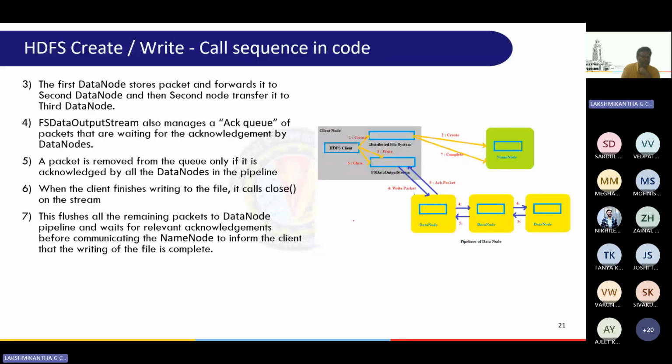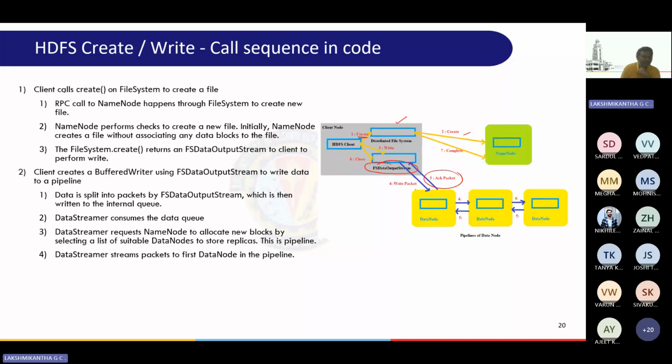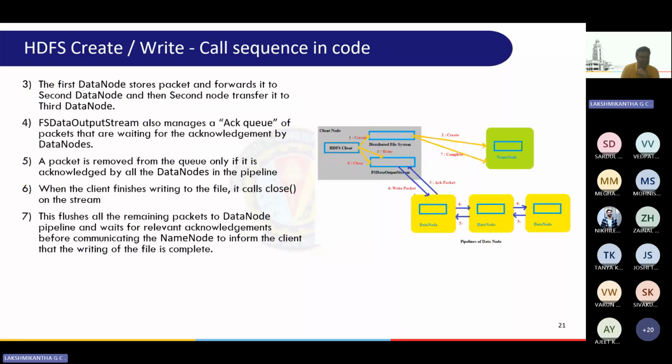Guys, so we continue the same thing. Look here. We have done 2 steps, right? This is step 1, this is step 2. Next we have step 3, step 4, step 5, step 6, 7. So here we continue with what? The final step of the write process, when the client finishes writing to the file and calls close on the stream. So this is what happens. See, we are calling the close function.